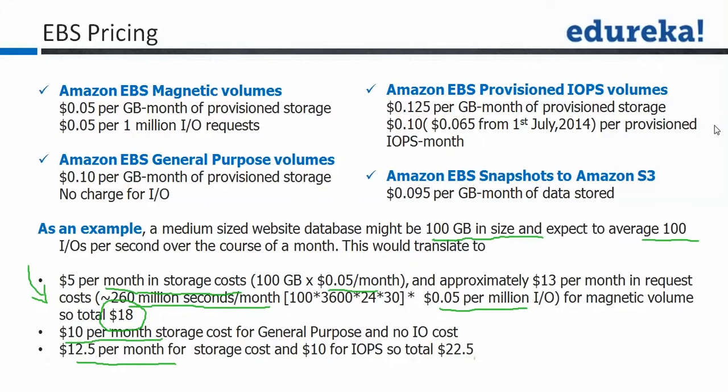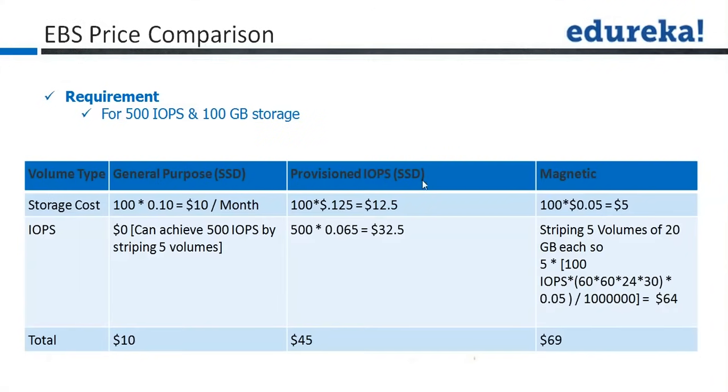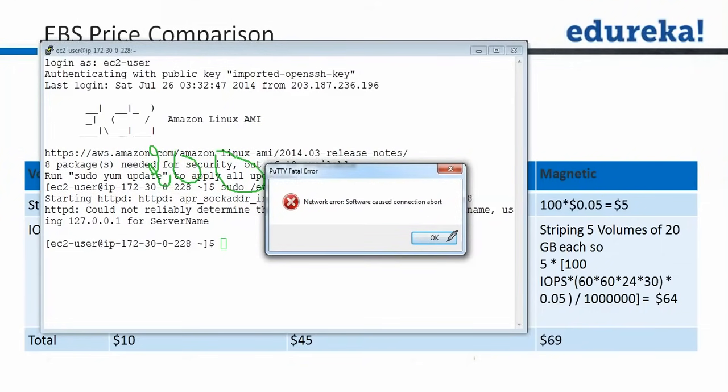If we compare again, where can we benefit from this? So suppose you need 500 dedicated IOPS and a 100 GB volume. With a 100 GB volume, you will be able to achieve around 300 IOs only. So you should provision almost, here I would just make a little change, 200 GB of the volume. So you should make a change to the 200 GB volume.